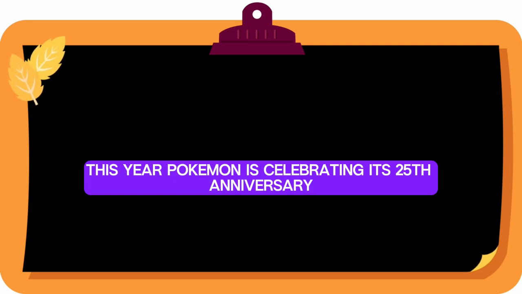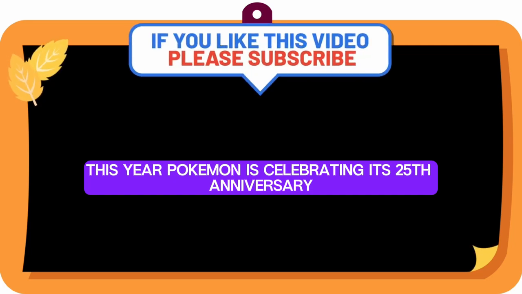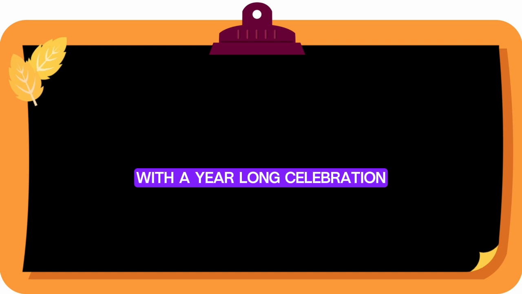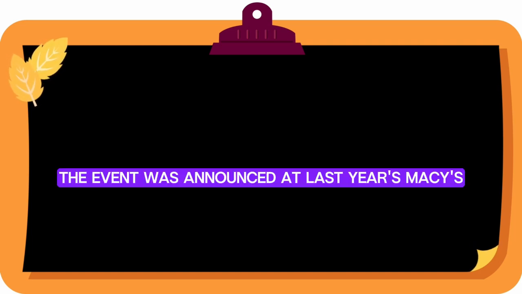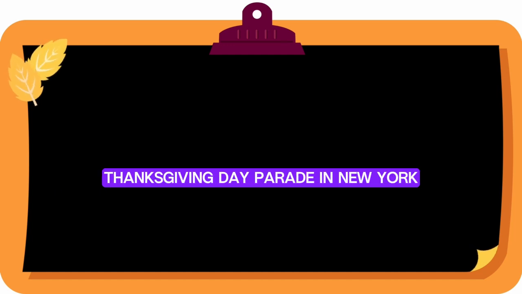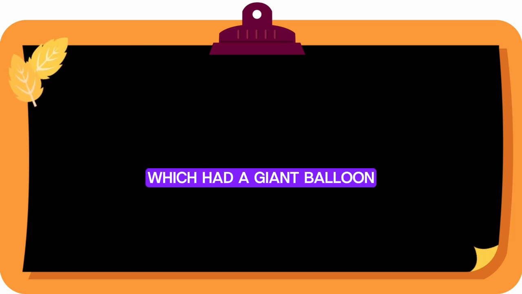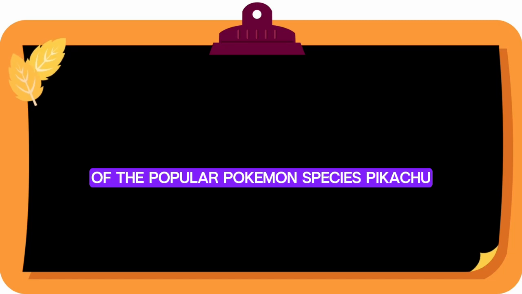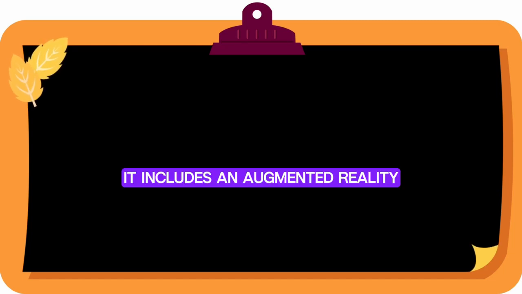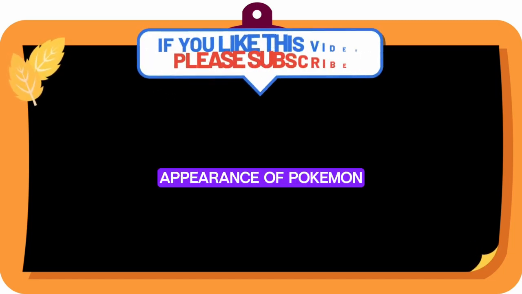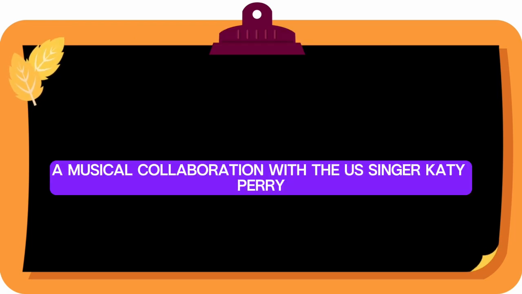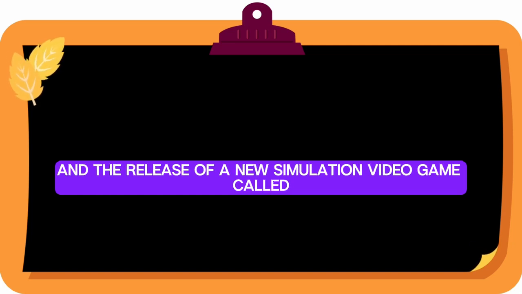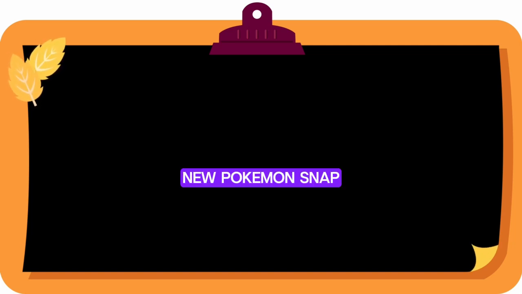This year, Pokemon is celebrating its 25th anniversary with a year-long celebration known as Pokemon 25. The event was announced at last year's Macy's Thanksgiving Day Parade in New York, which had a giant balloon of the popular Pokemon species Pikachu. It includes an augmented reality appearance of Pokemon on the International Space Station, a musical collaboration with the U.S. singer Katy Perry, and the release of a new simulation video game called New Pokemon Snap.